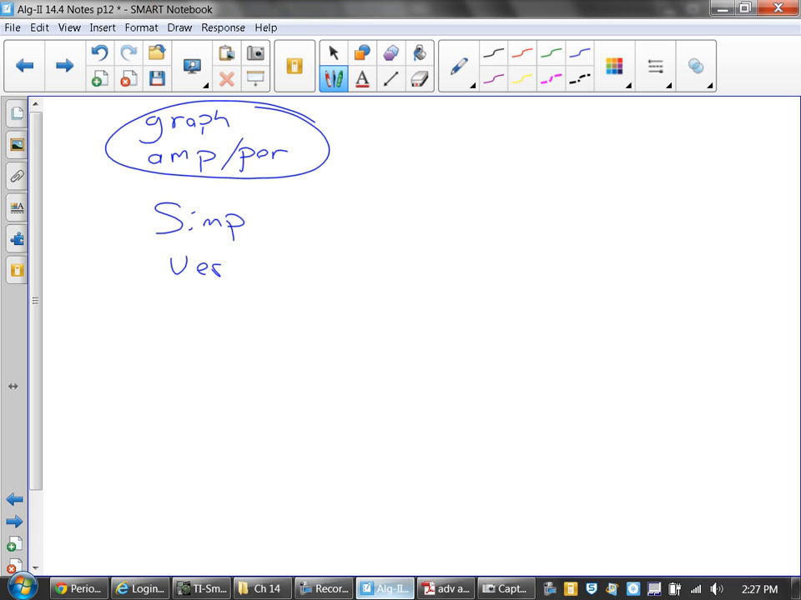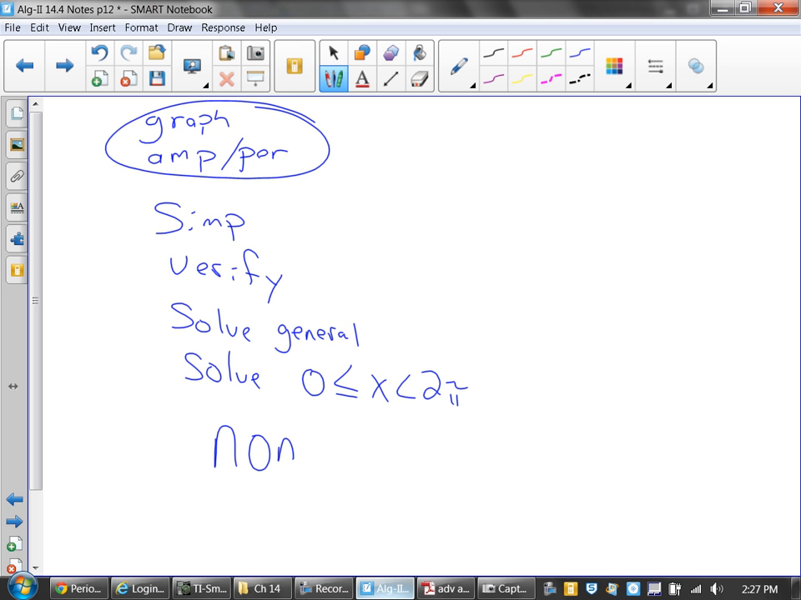Simplify, verify, solve, general, and solve on the interval, on calculator. Okay.